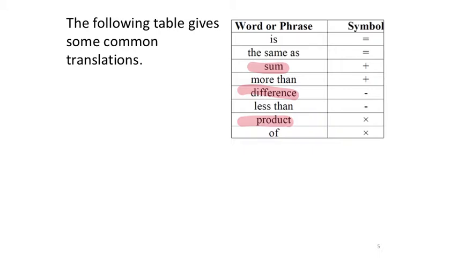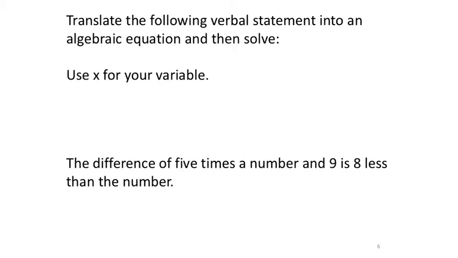All right, so this is just a list. Is it a list that you can expect to see? I don't think so. It just depends on the way the question is worded. But sum, difference, product, and like I said, probably quotient, those are ones that you should probably expect to see. Translate the following verbal statement into an algebraic equation, then solve. So this has 2 parts to it. You've got the equation that we're going to need, and then we actually do have to solve it.